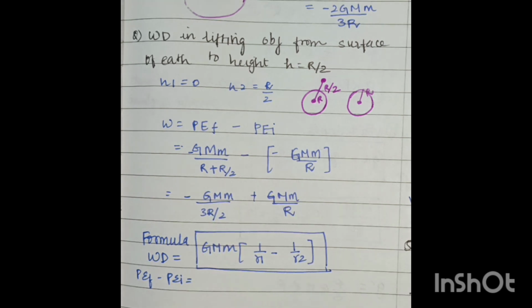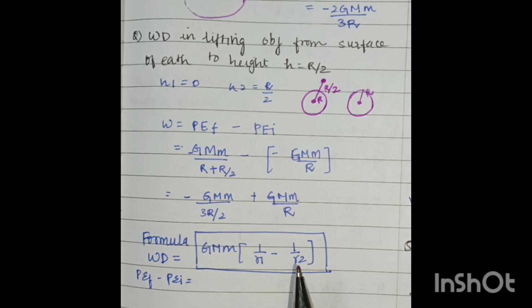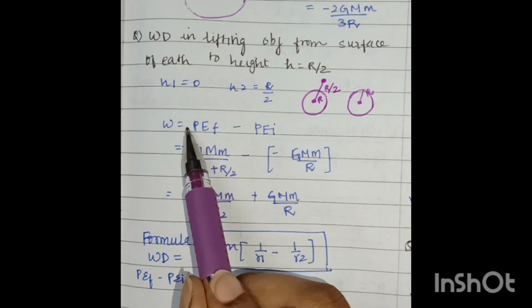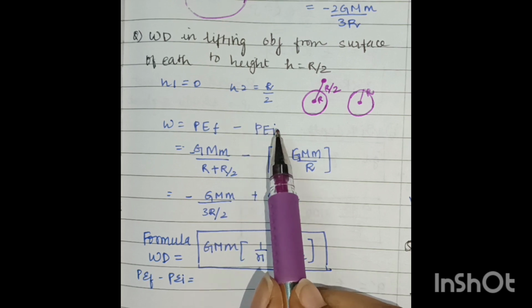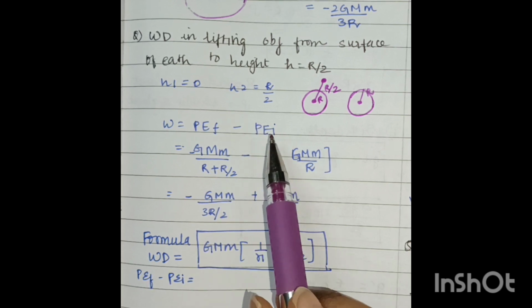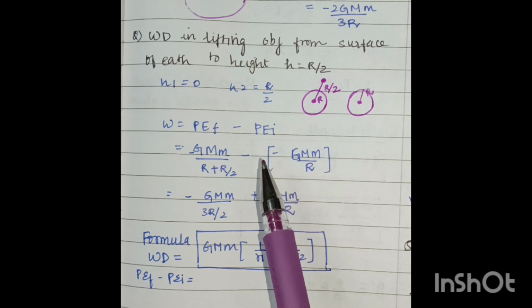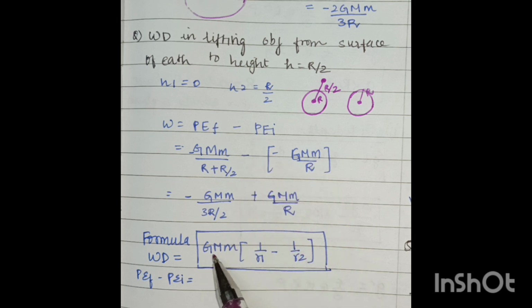Here we are just seeing a formula that we can use like this also. Potential energy final minus potential energy initial is equal to GMm into 1 by r1 minus 1 by r2. Why are we writing like this? Because this is minus, and again minus of minus becomes plus. So generally it becomes potential energy initial minus final, and if we take minus out, it will be GMm into 1 by r1 minus 1 by r2.